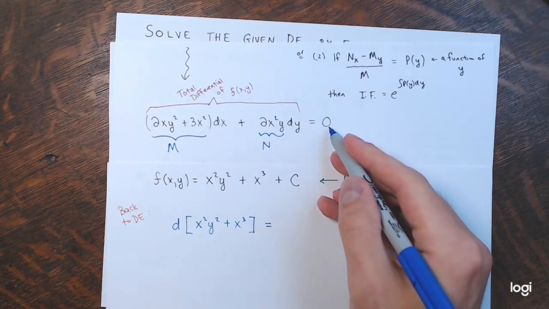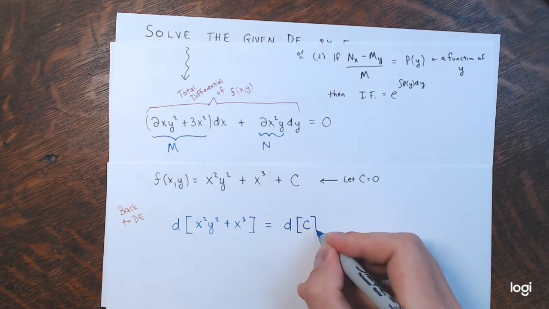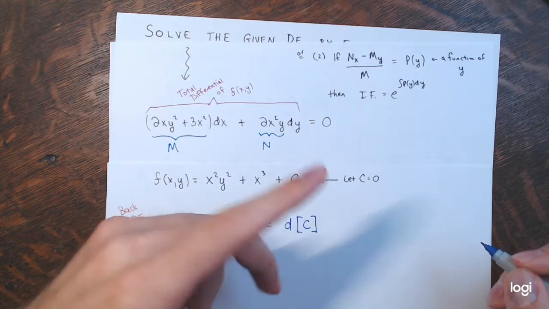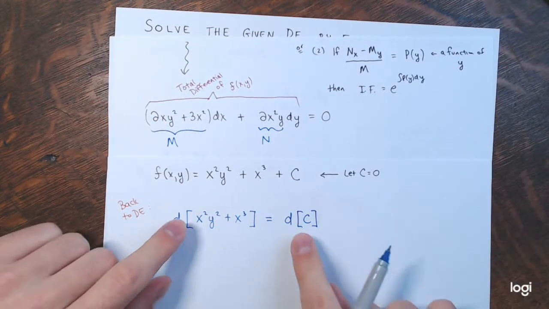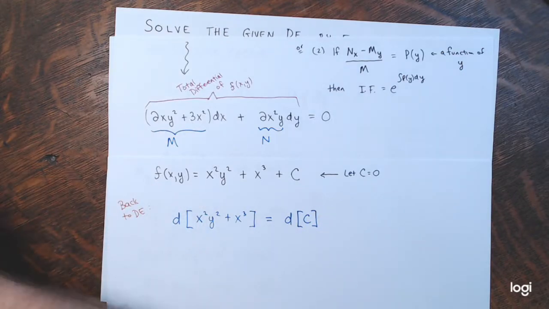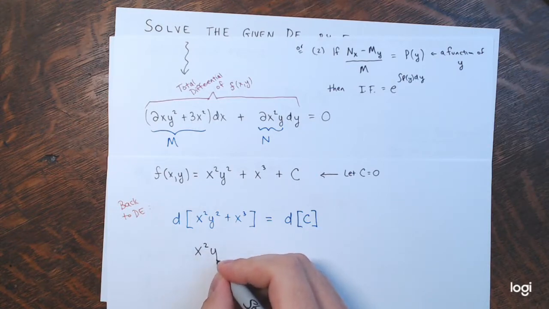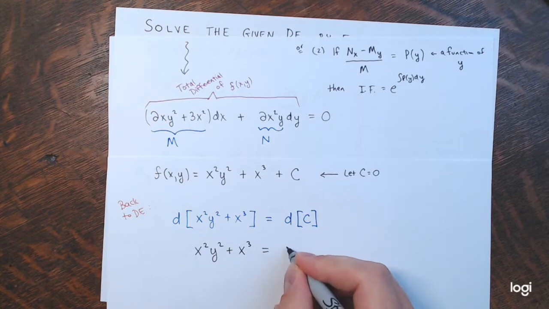Now 0 is the total differential of just some constant. So I'm going to use c again to represent some constant. Again, this c is not the same as that c. Maybe you'd use a different letter. It doesn't matter as long as you don't confuse them. And then integrating both sides, we get our implicit solution to this differential equation. We have x squared times y squared plus x cubed equals some constant.